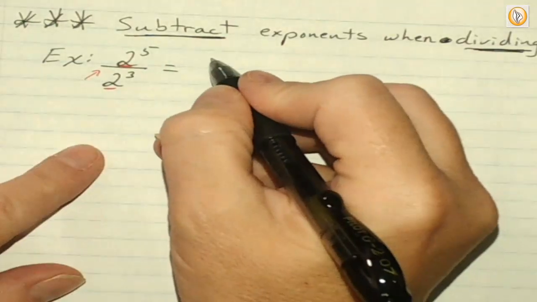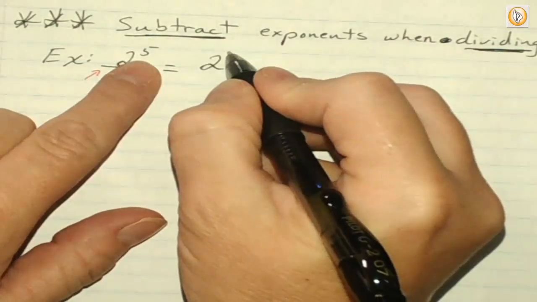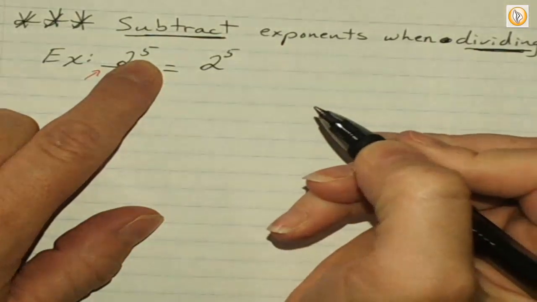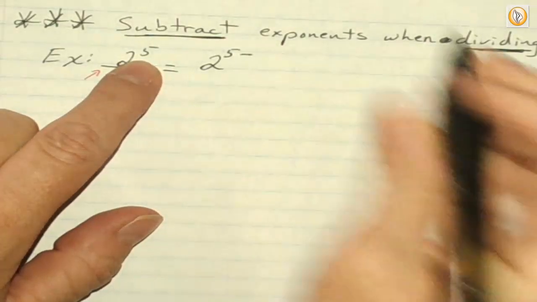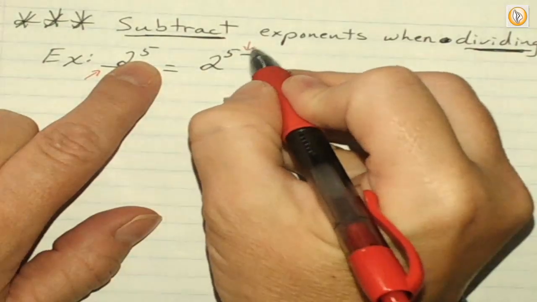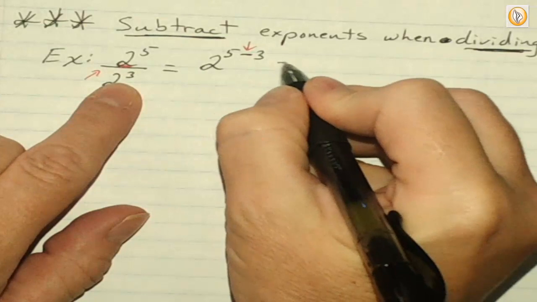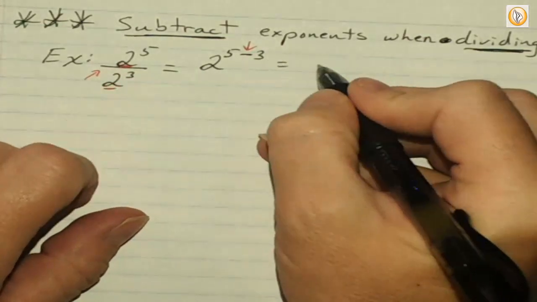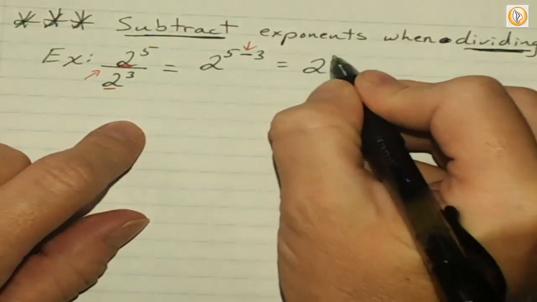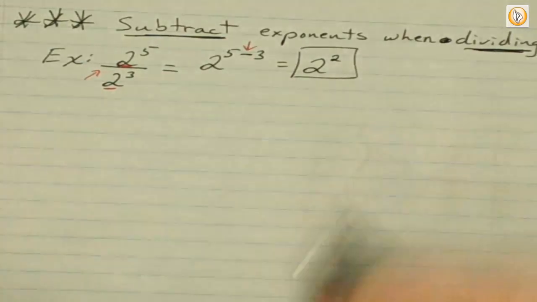Guys, this is very important. The top number always goes first. You will always have a subtraction sign no matter what. And then the bottom number goes next. So 5 minus 3 is 2. Good job.